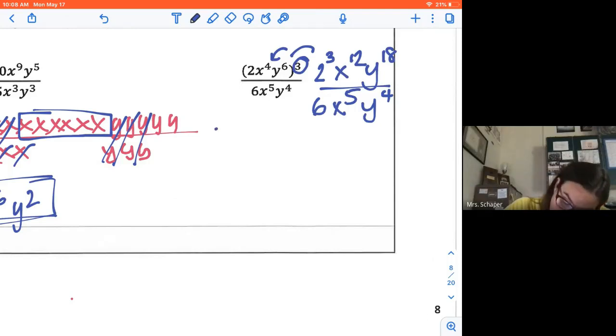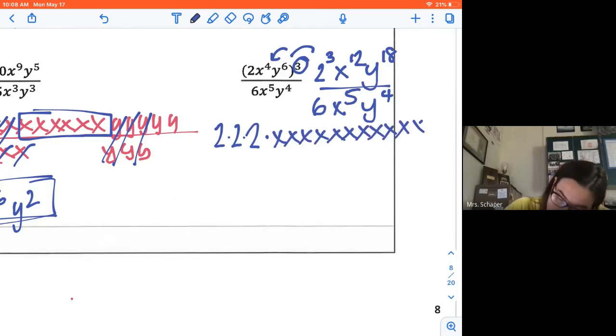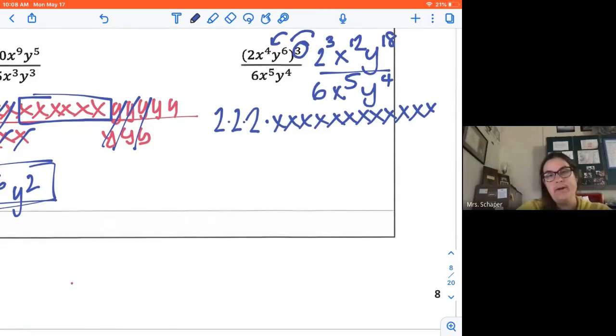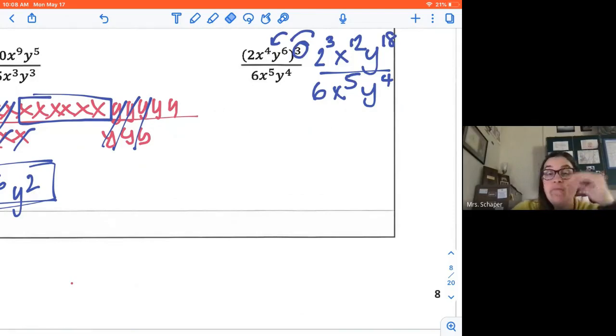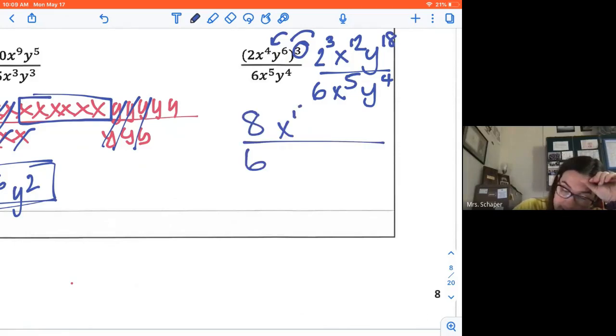So I've got 2 times 2 times 2 times 1, 2, 3, 4, 5, 6, 7, 8, 9, 10, 11, 12. Oh, 18. Let's think. Is there a way that we could do this shorter? That's a whole lot of writing out. If you haven't noticed it yet, what you can do is when you look at the problem, I look at, okay, so I'm going to look at just 8 and 6.